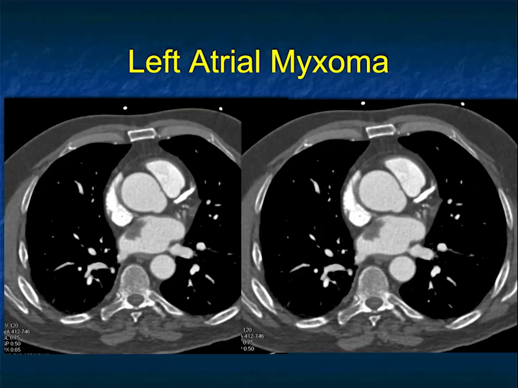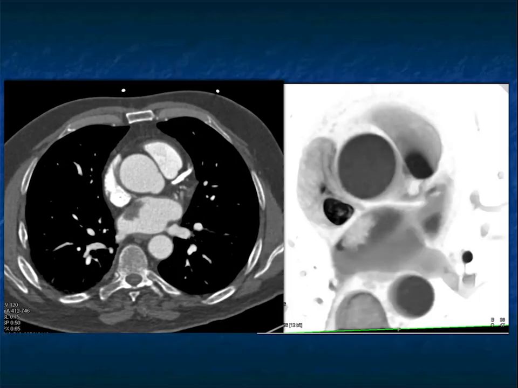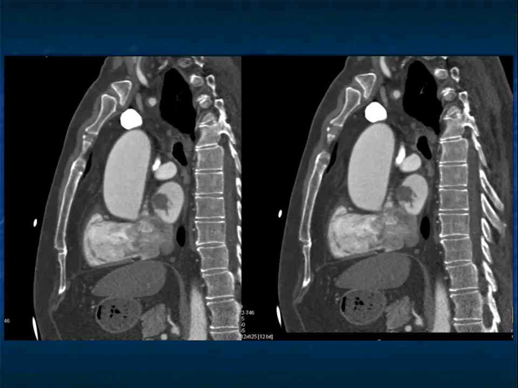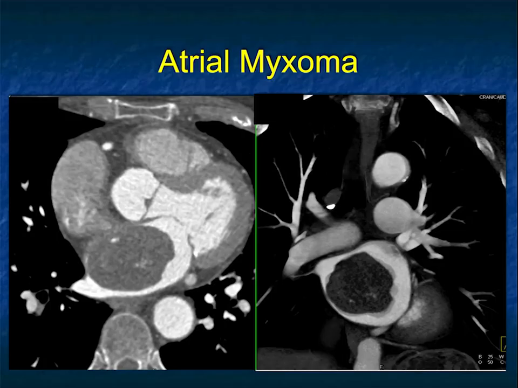So here we go. Here's a beautiful example of a slightly irregular lesion, perfect location by the fossa ovalis. You can see it there on the opacification of the left atrium, very nicely shown. And when you reverse the display, you can see slight irregularity in the patient's tumor, just a beautiful example of an atrial myxoma. Here it is in the coronal views, and here it is on the sagittal views.